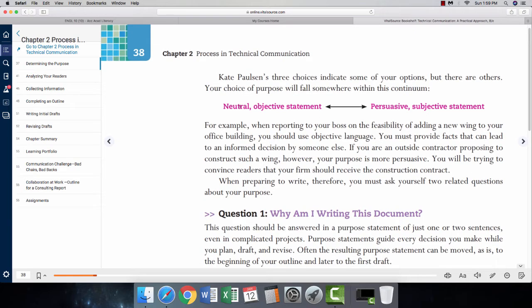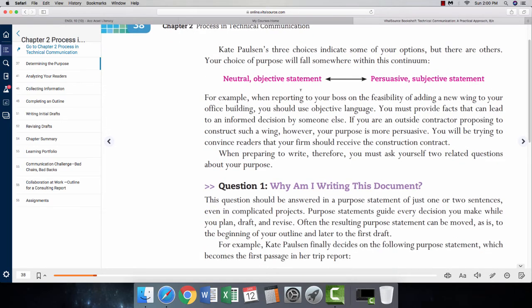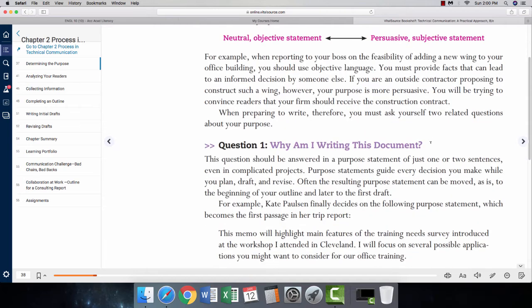You need to think about neutral and objective statements versus persuasive and subjective statements. In technical writing, we tend to lean on the left side of this equation here, toward neutral and objective. Persuasive and subjective statements are largely for other things and not for technical writing. So be sure to take care of your tone in that way.